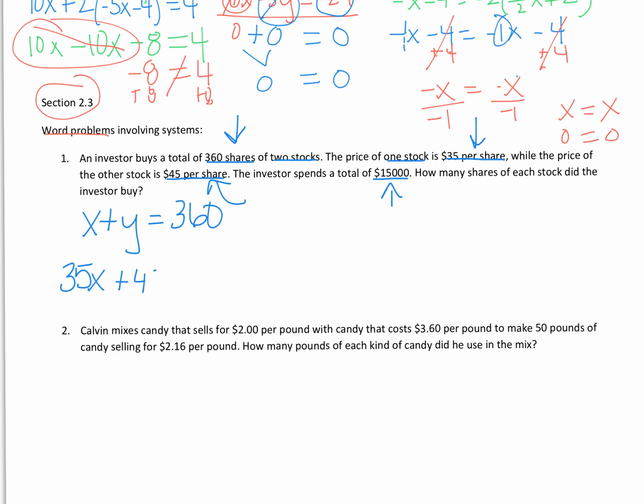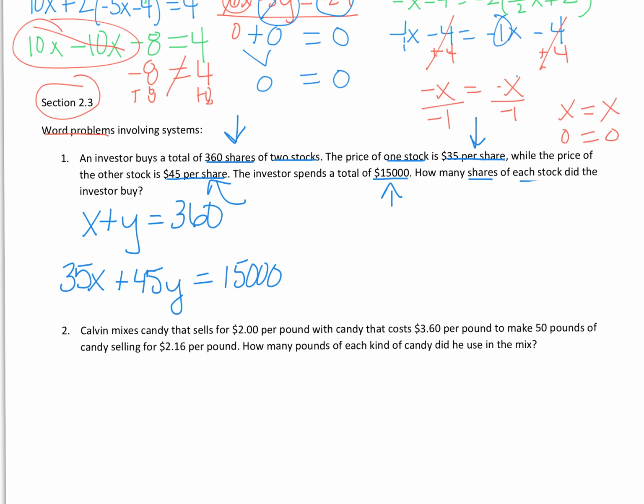So 45 times Y, again, I don't know how many of that second share I bought, which is what Y stands for, but they're $45 for every one of those shares. That equals $15,000. And so here are my 2 equations. And so we're trying to figure out how many shares of each stock. So we're basically trying to figure out what is X and what is Y. So we're not just solving for one of the variables, we're solving for both. And I think on a lot of your section 2.3 questions, you were solving for just one of the variables.